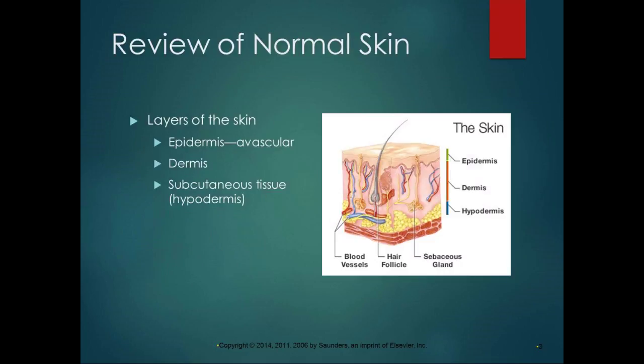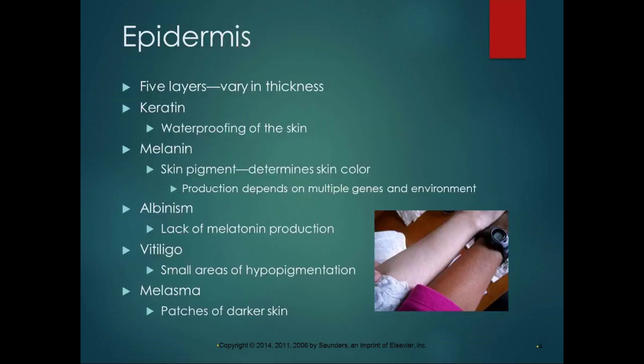So just to review normal skin, there are basic layers. So the epidermis is avascular. The dermis contains all the vascular portions of the skin and a lot of the other cool stuff that's involved. And the subcutaneous tissue, which is also known as the hypodermis. And we will talk about each one of those.